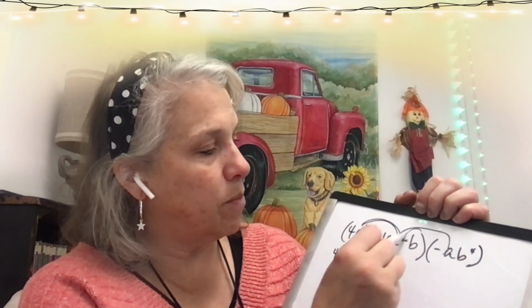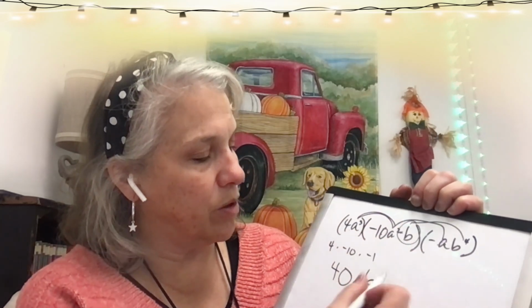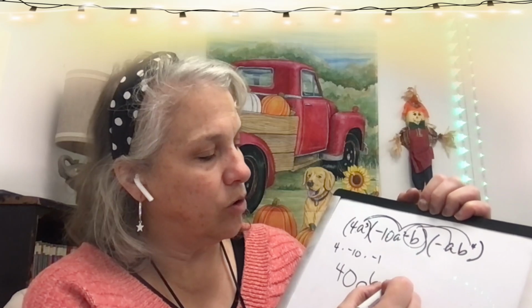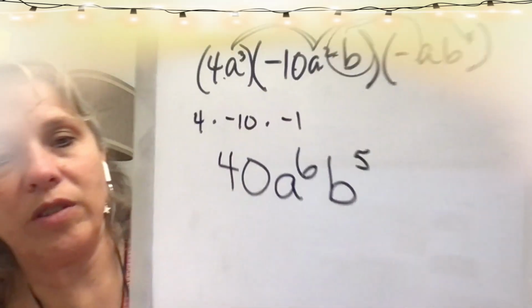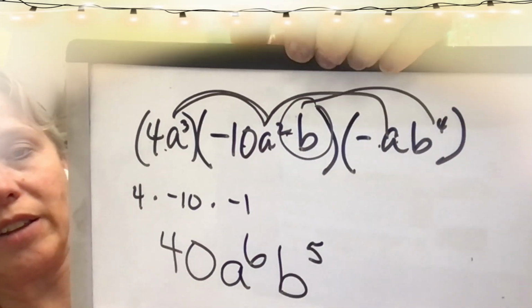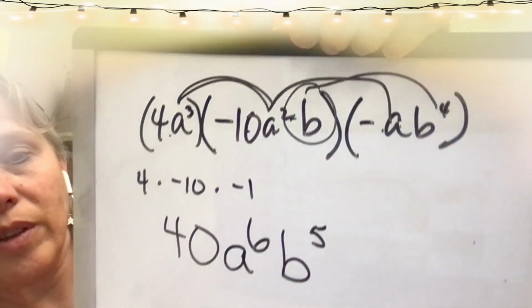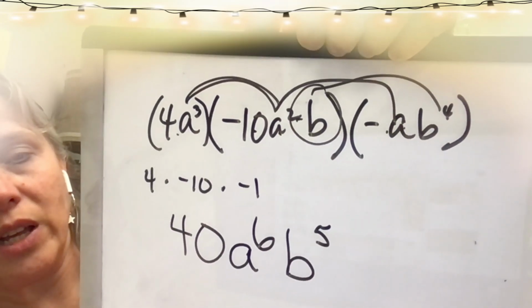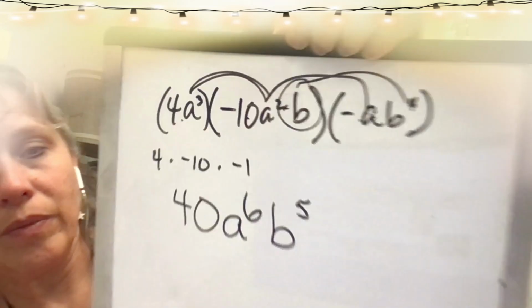All right, now I have a b and a b to the 4th. So b to the 5th. And all of this is multiplication. And I did combine it all. So it comes out to one term. Okay, this is multiplication. So this is different than addition and subtraction.